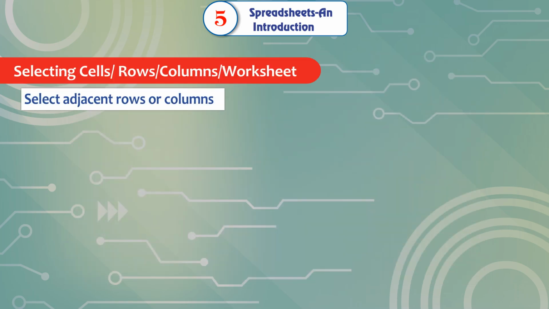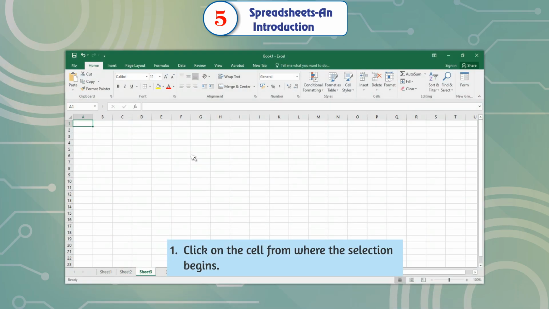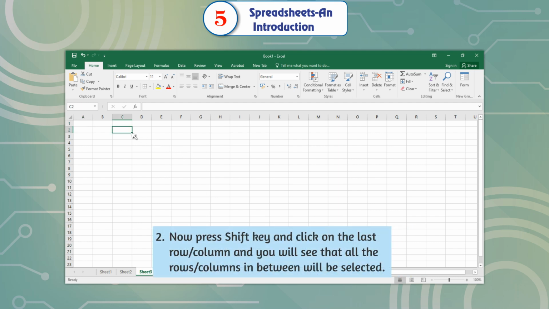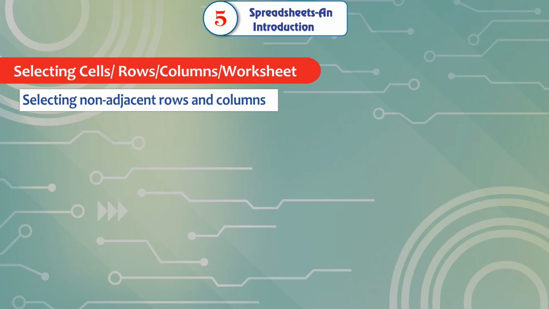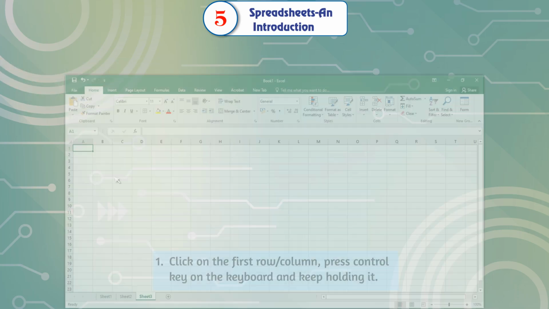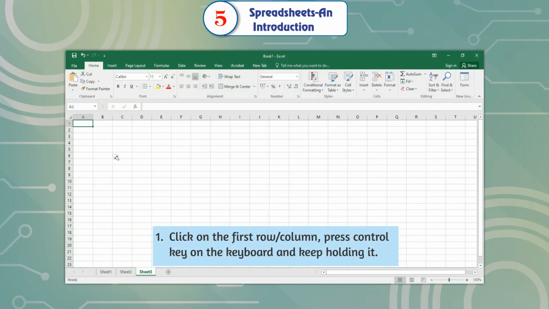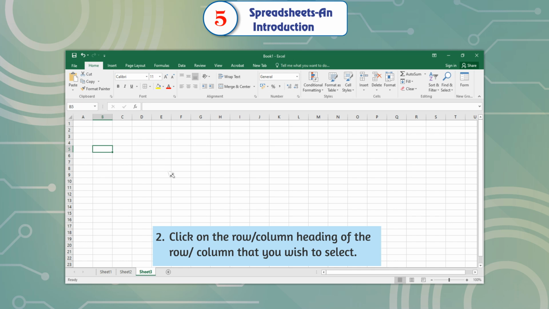Select adjacent rows or columns. 1. Click on the cell from where the selection begins. 2. Now press Shift key and click on the last row or column and you will see that all the rows or columns in between will be selected. Selecting non-adjacent rows and columns. 1. Click on the first row or column, press Ctrl key on the keyboard and keep holding it. 2. Click on the row or column heading of the row or column that you wish to select.